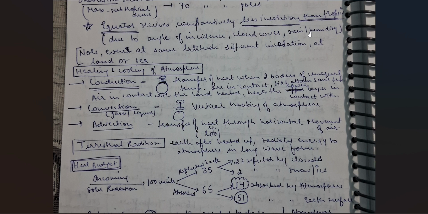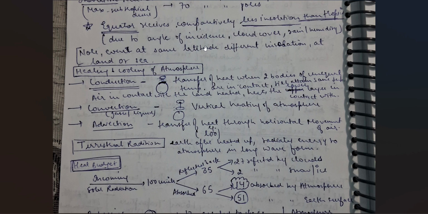Now why does this happen? Because of the angle of incidence, because we do not have an earth that is straight up, as you will see on the surface of the earth, so there is inclination, right? Because of that inclination, the equator is not straight towards the vertical rays that are falling on the earth. The second is the cloud cover. The cloud cover is maximum at the equator as compared to the tropics. And the third is rain and humidity. So there is a sort of humid climate that could be seen on the equator.